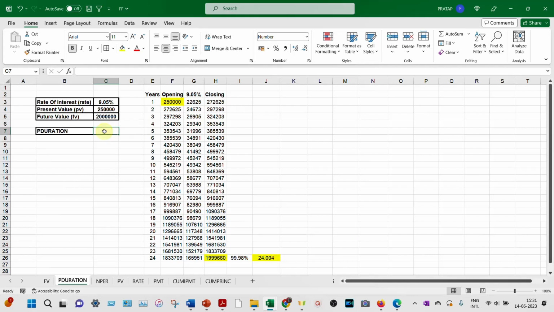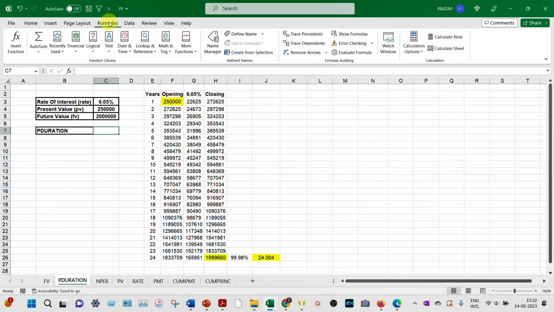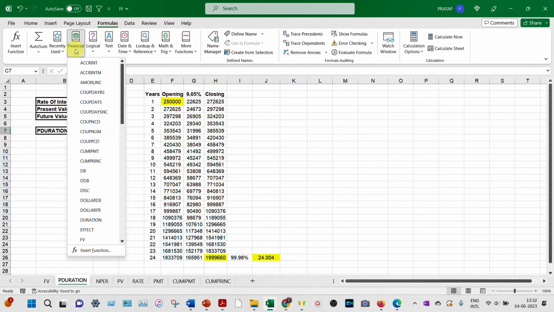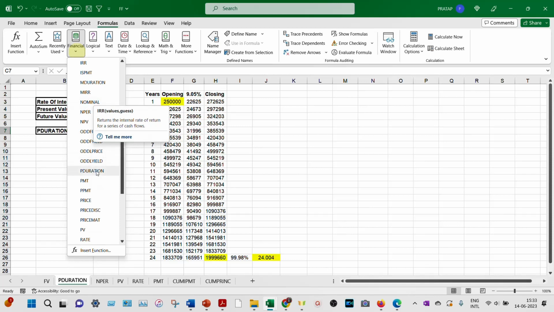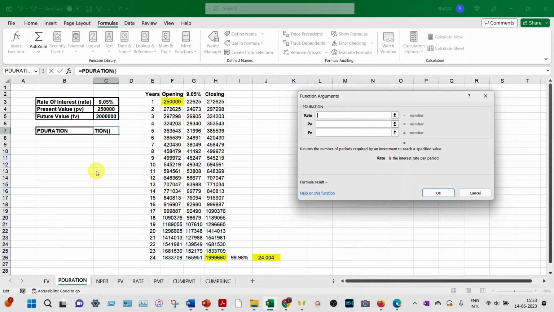Now let's look at how we use the PDURATION function to achieve this figure in a much simpler manner. So we start by clicking on the Formulas tab, then on the Financial tab. Here we scroll down to the PDURATION function and we select that function. Under the rate argument, we select the interest rate, which is 9.05%. Under the present value, we select the cell containing the initial value of 2.5 lakhs. And under the future value, we select the cell containing the final goal or the target value of 20 lakhs. And then we click on OK.